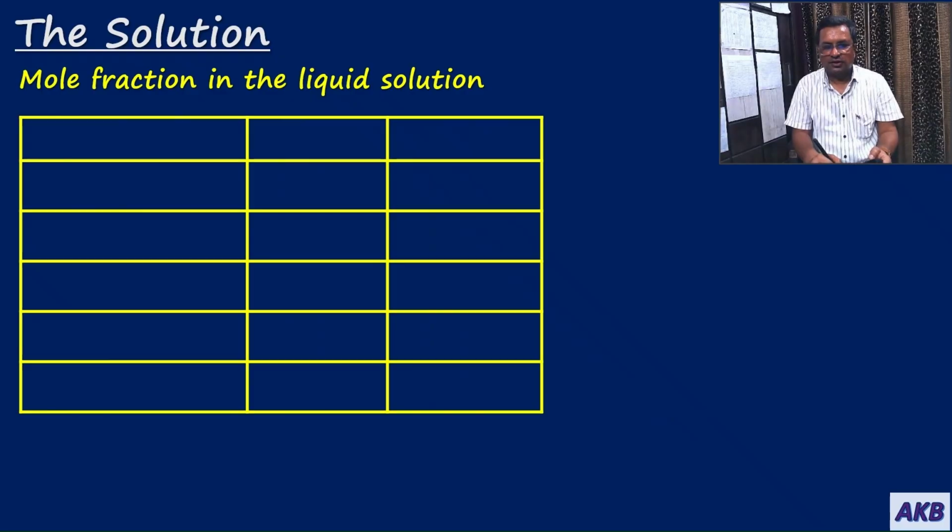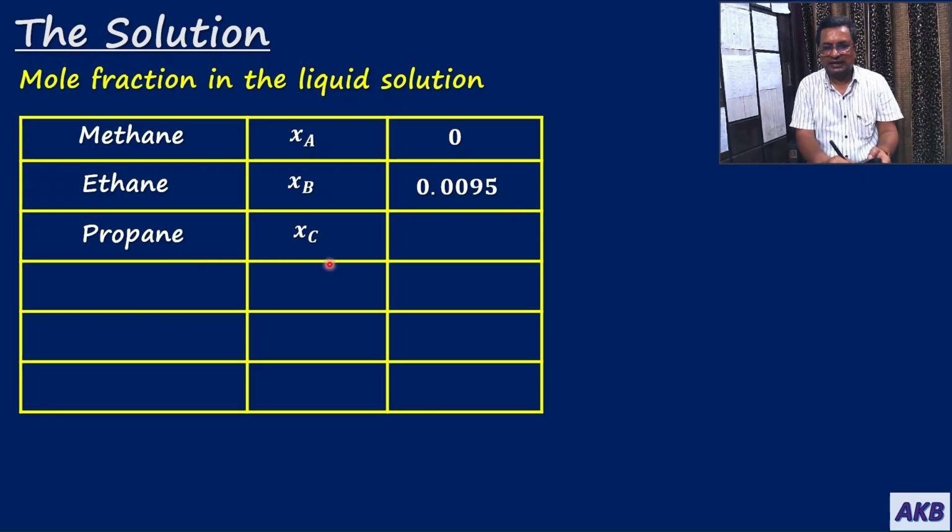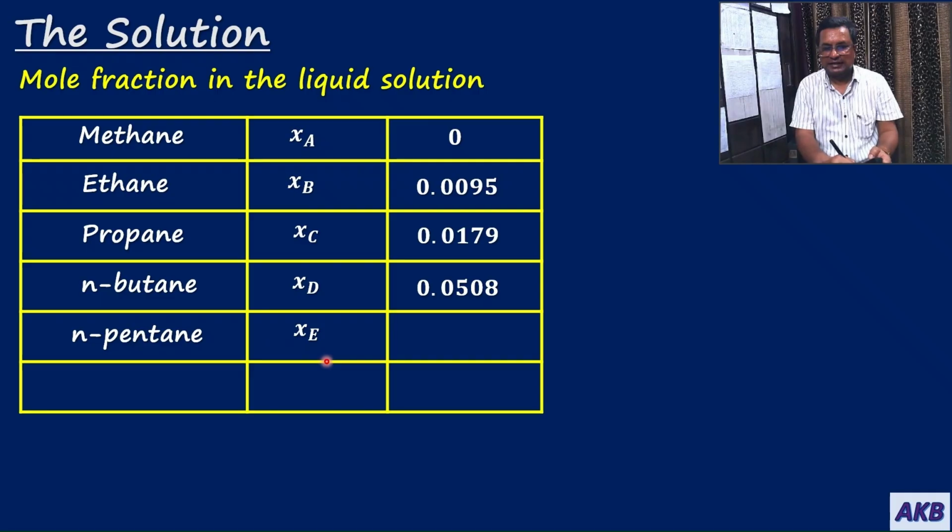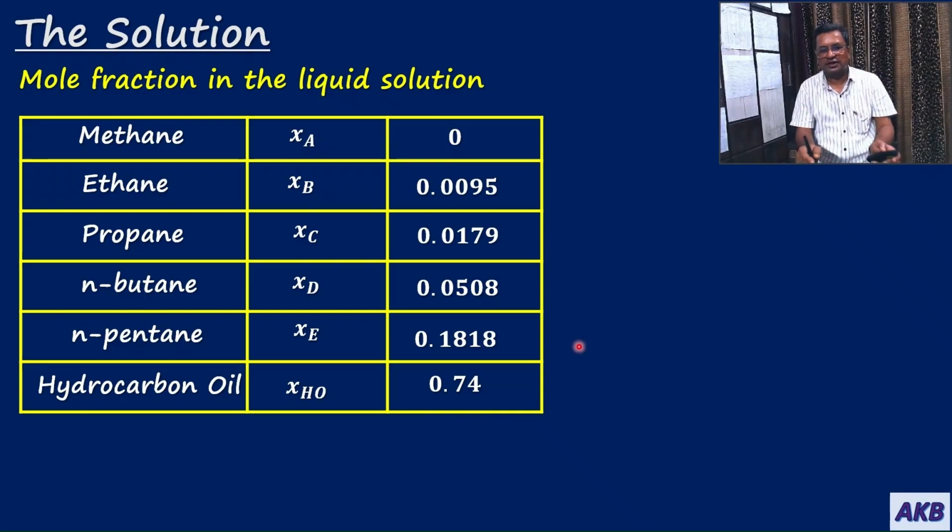Okay, now let us collect all the mole fractions. Methane, XA, it is insoluble, so XA is 0. Ethane, XB, we got it as 0.0095. Propane, XC, we got it as 0.0179. N-butane, XD, we got it as 0.0508. N-pentane, XE, we got it as 0.1818. And finally, for the hydrocarbon oil, XHO, we got it as 0.74. So in this way, we have listed the composition of the liquid solution at equilibrium, and that ends our calculation for this particular numerical.